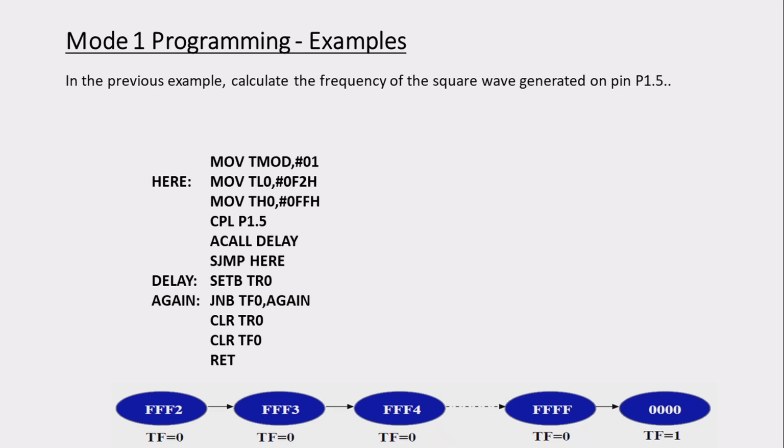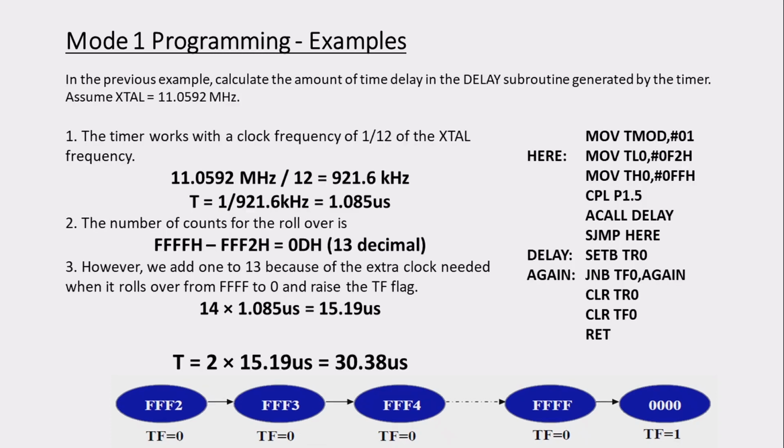Now let us calculate the frequency which is being generated by this particular P1.5. In the previous example, you might have observed that the time period which is being generated is going to be 30.38 microseconds, right? So the same thing can be done in terms of T is equal to 1 by F. If you want to calculate frequency, you can do it by F is equal to 1 by T. I could have done it by 1 by 30 microseconds. So whatever value I'll be getting, that will be the frequency.